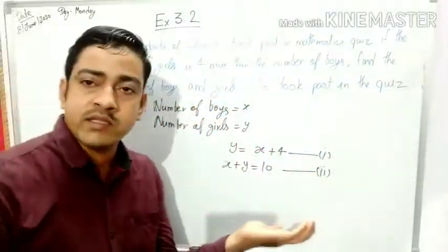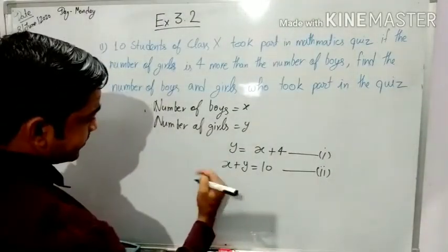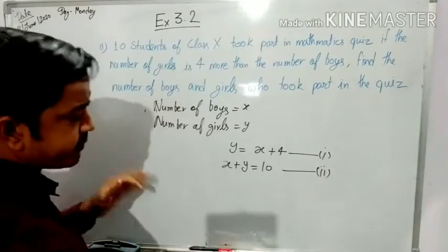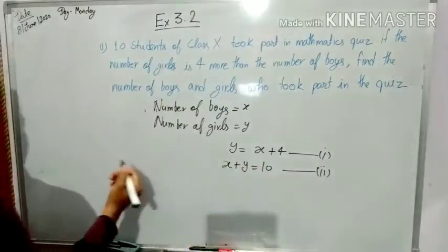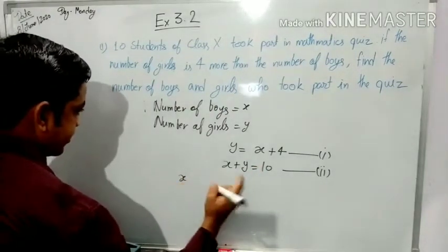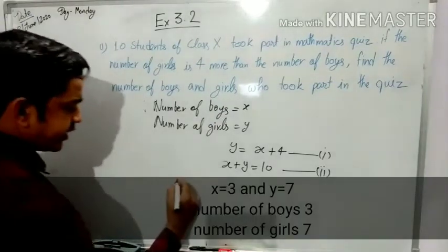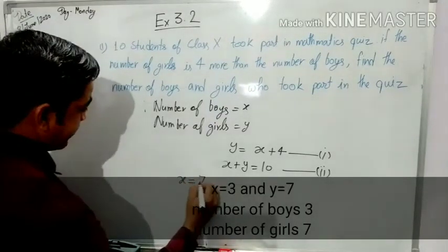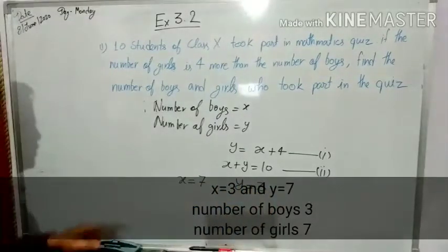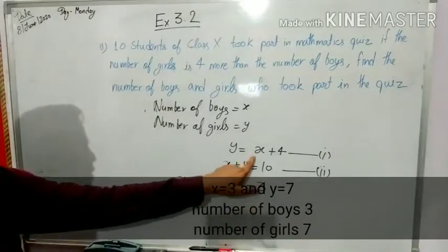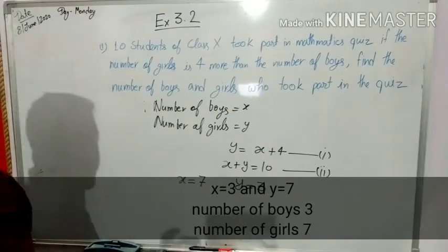So now you can easily solve it algebraically. Practically, the number of girls is 4 more than the boys, and you can easily find it by solving. After solving, it comes X is equal to 7 and Y is equal to 3. Look at it, 7 plus 3 is 10 and 3 plus 4 is equal to 7. Let's move on to another question.